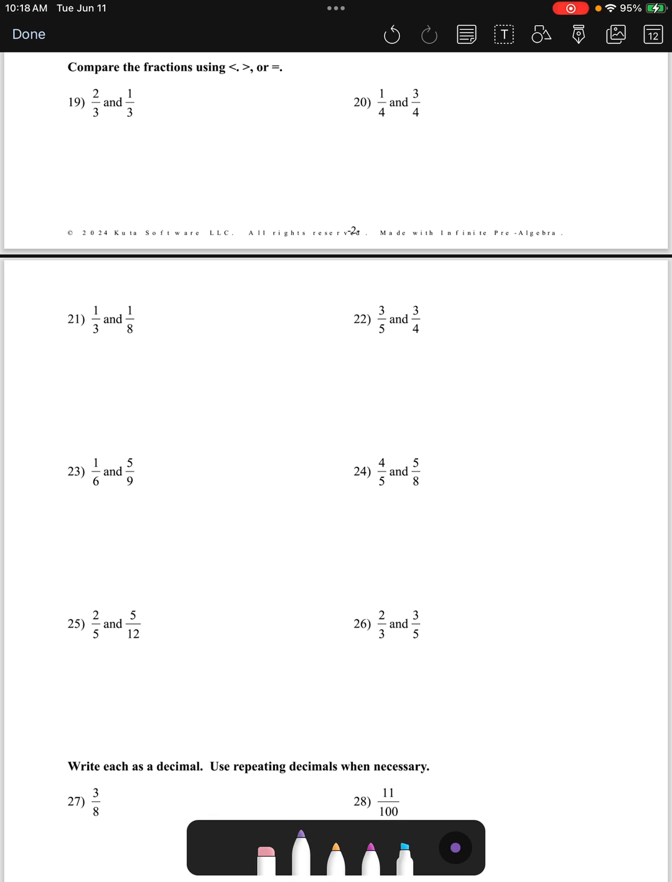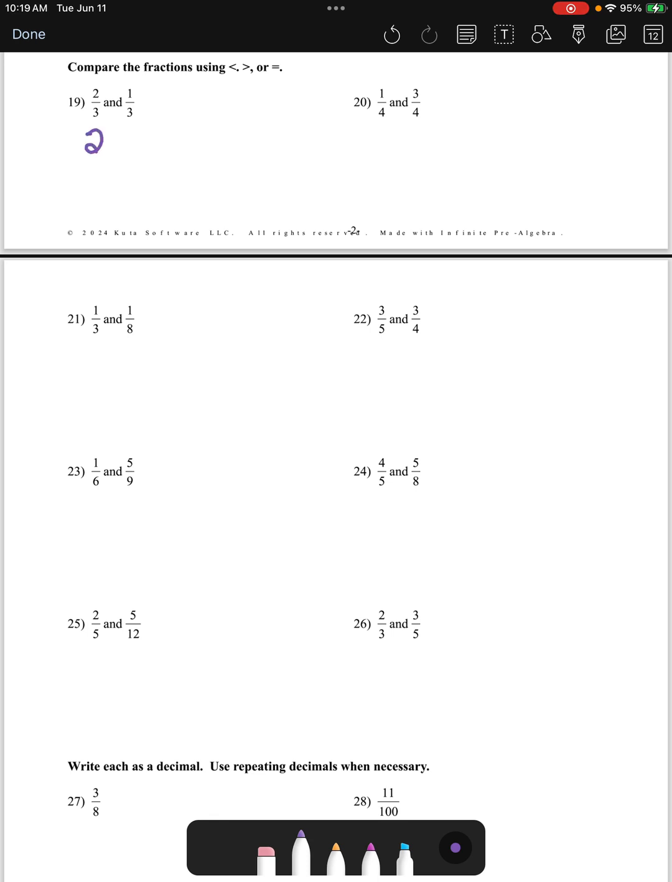Today we will be comparing fractions. So we're comparing fractions using less than, greater than, or equals symbols. And there are three major possibilities. The first possibility is that the denominators are equal. And that happens in numbers 19 and 20. And when your denominators are equal, we truly are just comparing the numerators.